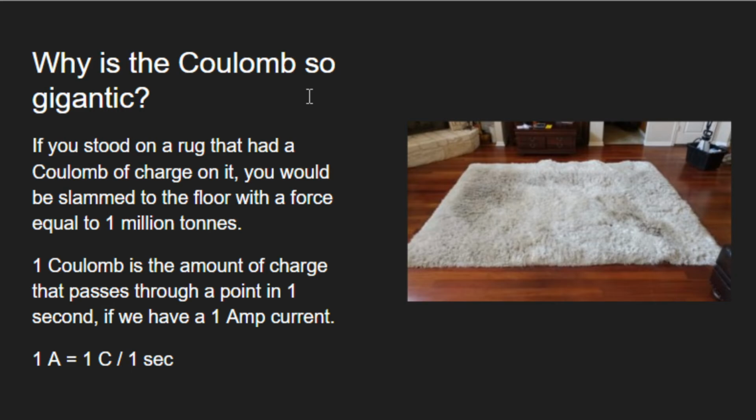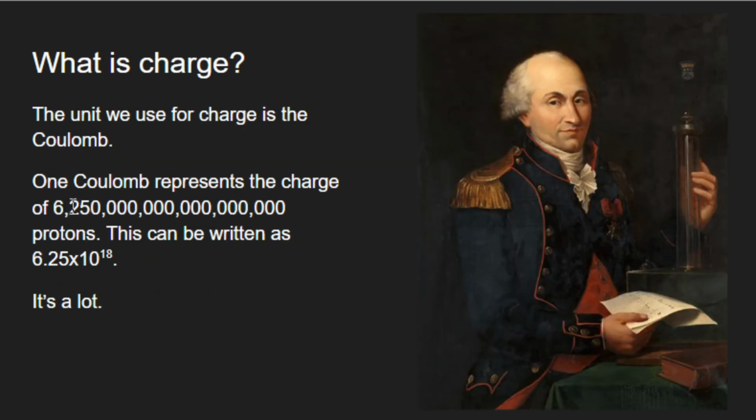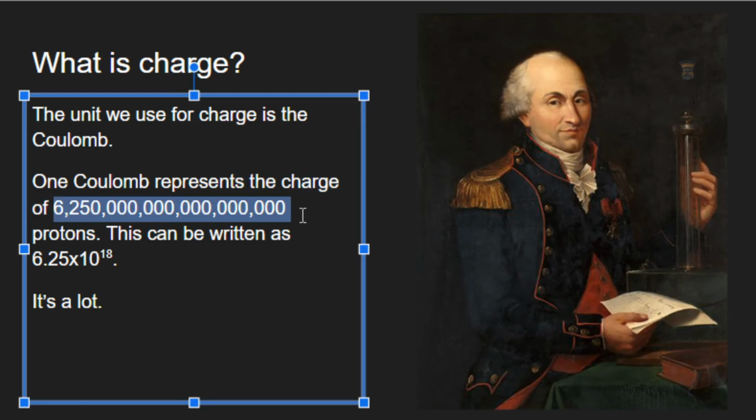I saw this example and thought it was quite good. If you stood on a rug that had a Coulomb of charge on it, you would be slammed to the floor with a force equal to 1,000,000 tons. Like if you put a Coulomb of charge onto the rug by rubbing your feet on it. So a Coulomb of charge is a very large amount, and it seems like a pretty obtuse, silly number to use at first.